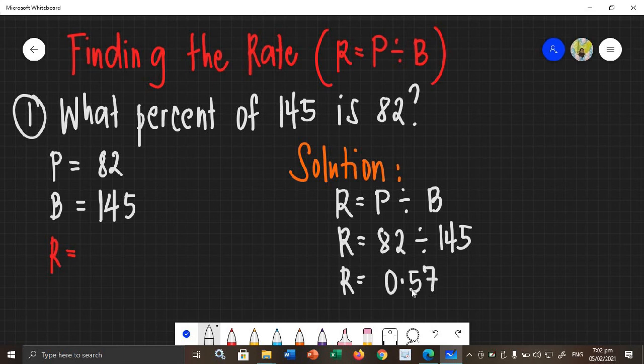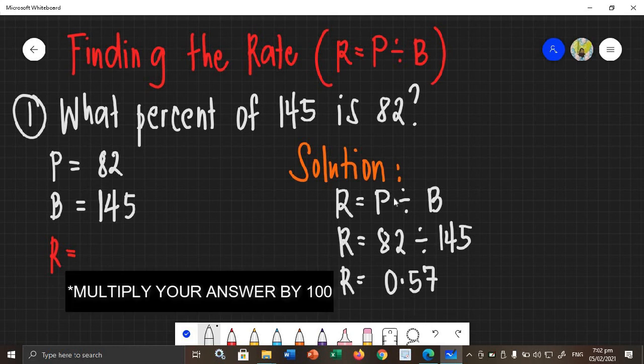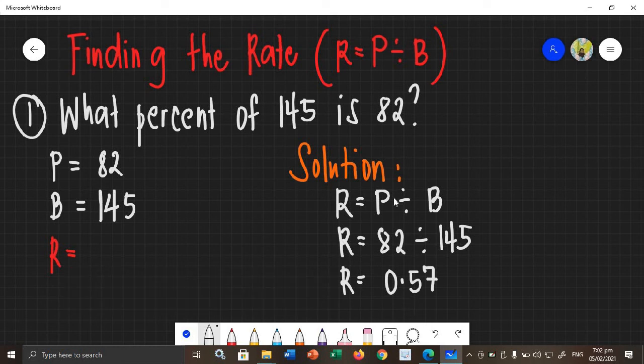0.57. And then, like I was saying a while ago, in finding the rate, you need to divide your answer by 100. Kasi kailangan number in percent form siya, di ba? In this case, kasi decimal form lang siya. So, you need to divide by 100 pa. So, now your rate is equal to 57%. So, yun na yung rate mo.